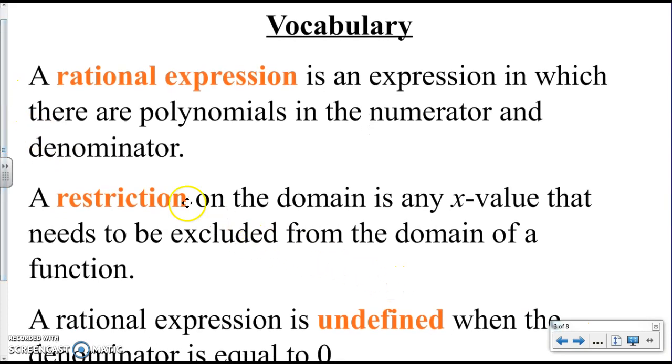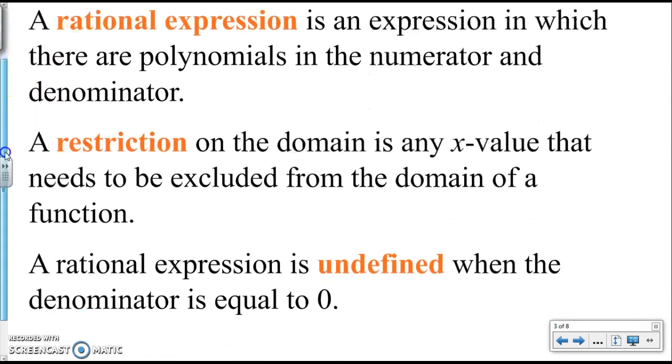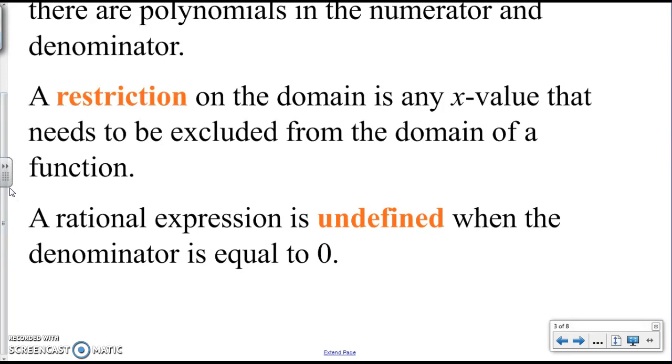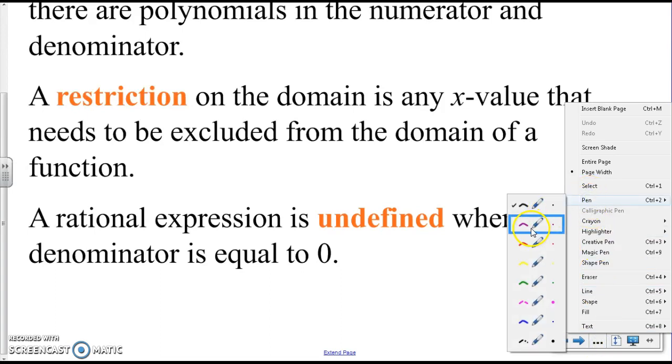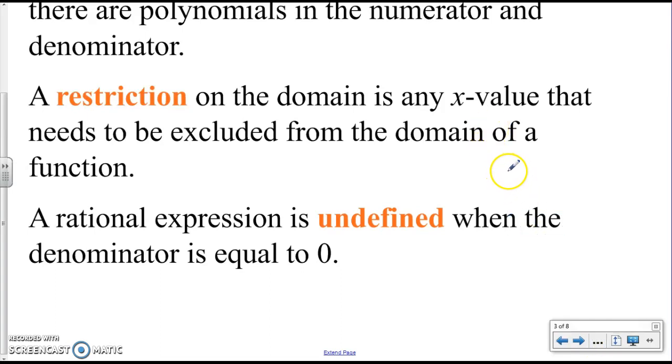A rational expression is an expression in which there are polynomials in the numerator and denominator. A restriction on the domain is any x value that needs to be excluded from the domain of a function. What this is: if you type divide by 0 in your calculator, anything divided by 0, you get a domain error. That's because there's a restriction there. We can't have a 0 in the denominator. It doesn't matter if there's 0 in the numerator, we can't have a 0 in the denominator, because that gives us something that is undefined.